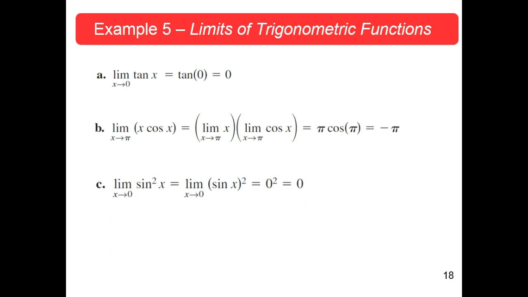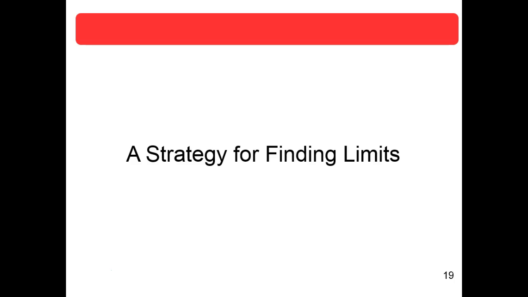How about this one? What do you get? Zero, because sine of 0 is 0, and 0 squared is 0. The limit of f squared would be the limit of f, squared. That's sine x. The limit of sine x as x approaches 0 is 0. So that's 0 squared, which is 0.